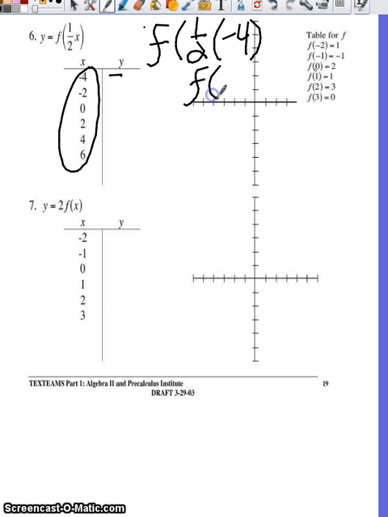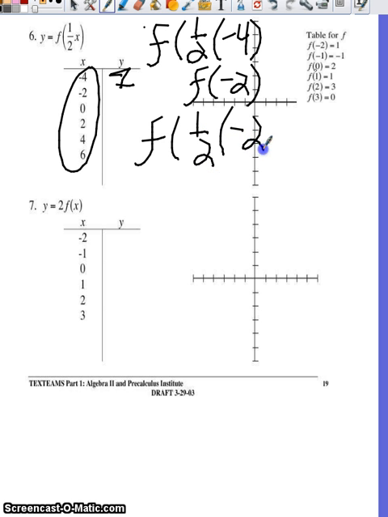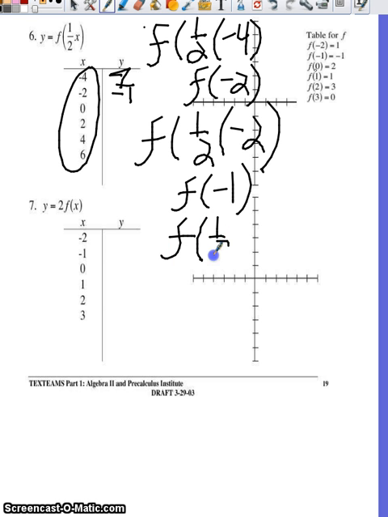So I have f of negative 2, and if I look at my table, my answer should be 1. The next one, I'd have f of 1/2 times negative 2. Negative 2 times 1/2 is a negative 1. And when I look at f of negative 1, my answer is a negative 1. The last one, I've got f of 1/2 times 0. Remember, anything times 0 is 0. So at f of 0, my answer is 2.